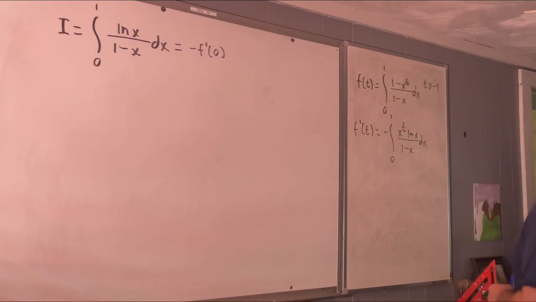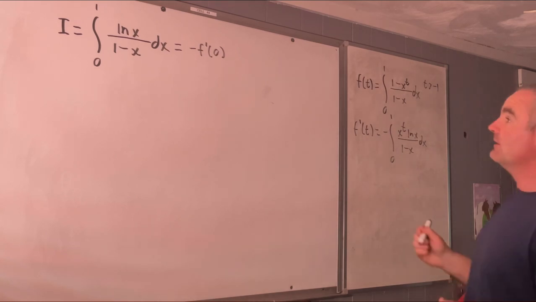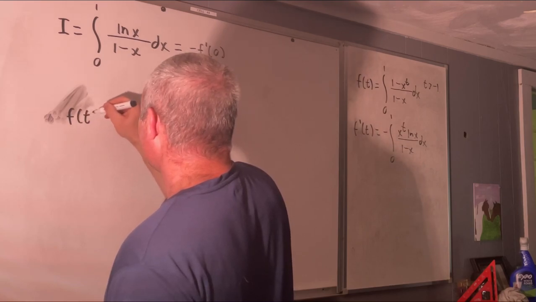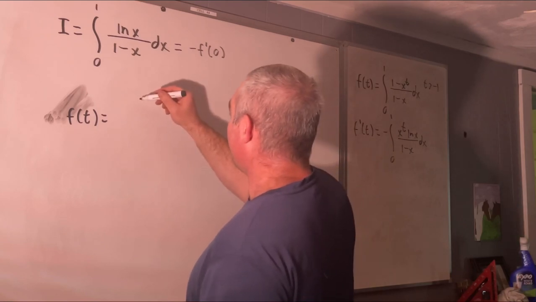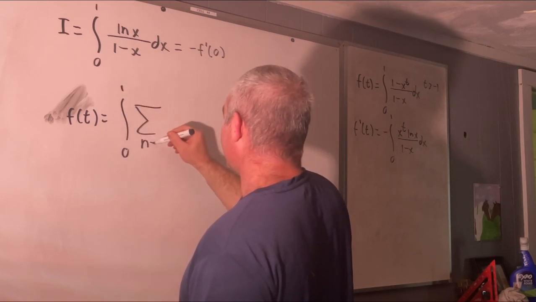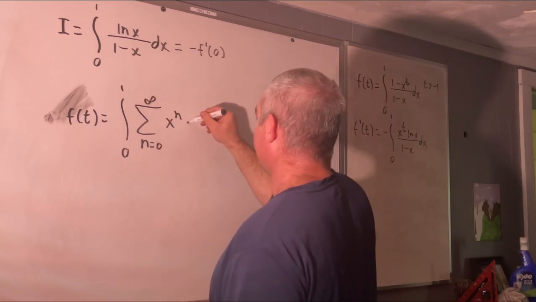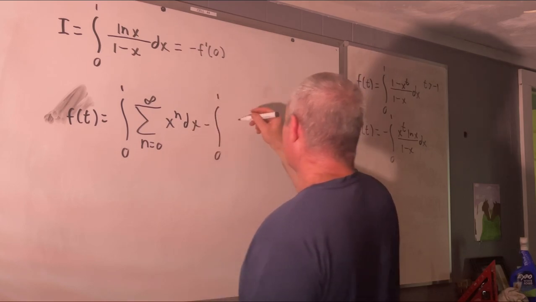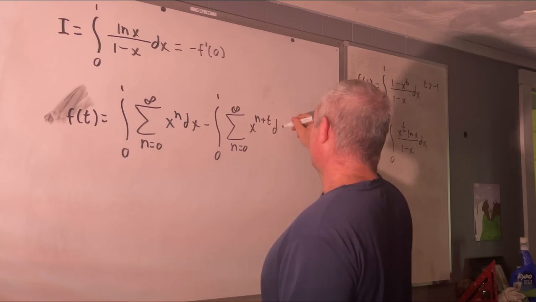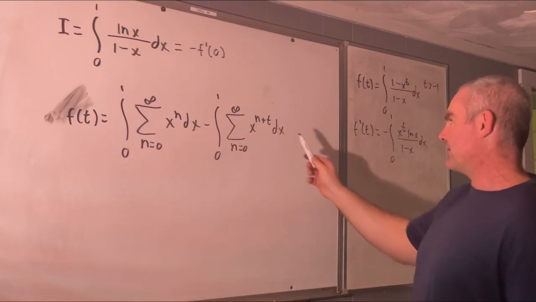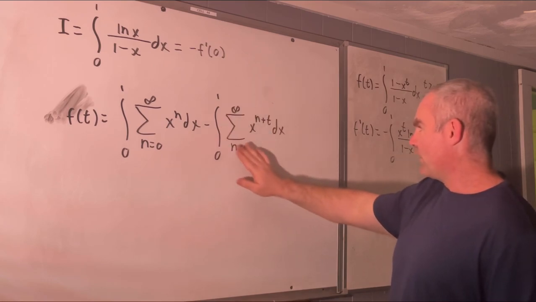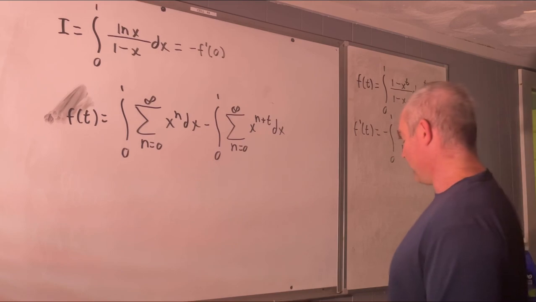Okay. So now what do we do? Let's convert our f of t into a sum, just like in the last solution that I had. I'm going to go fast. So f of t is going to be equal to the integral from 0 to 1 of the sum from n going from 0 to infinity of x to the n dx minus the integral from 0 to 1 of the sum n going from 0 to infinity of x to the n plus t dx. And as you can see, we can integrate this entire thing term by term from 0 to 1 with respect to x, no problem. So this one actually just becomes the sum from n going from 0 to infinity of 1 over n plus t plus 1.